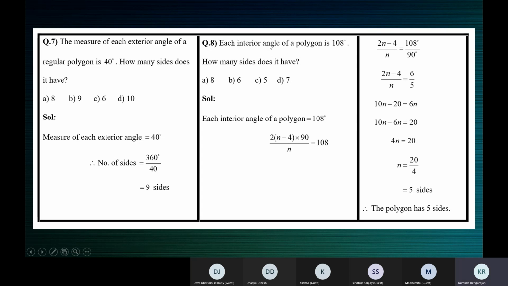So just start working with whatever is given. Each interior angle is given. So each interior angle is 108. Write the formula for each interior angle of a polygon. Write the formula is equal to 108. Solve this and find n. When you get 5, that means the polygon has 5 sides.